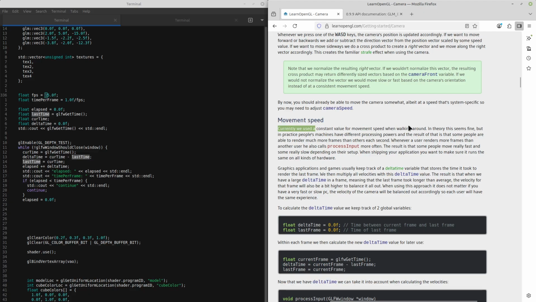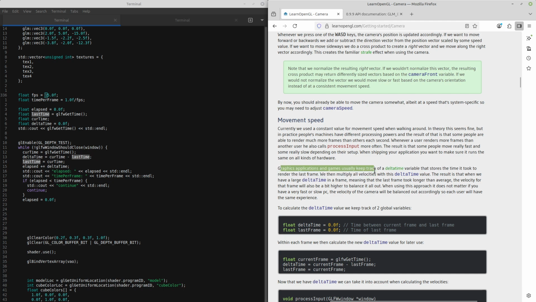Currently, we use a constant value for movement speed when walking around. In theory, this seems fine, but in practice, people's machines have different processing powers, and the result of that is that some people are able to render many more frames than others each second. Whenever a user renders more frames than another, he also calls process input more often. The result is that some people move really fast and some really slow, depending on their setup. When shipping your application, you want to make sure it runs the same on all kinds of hardware.